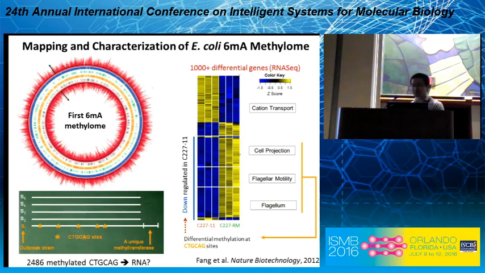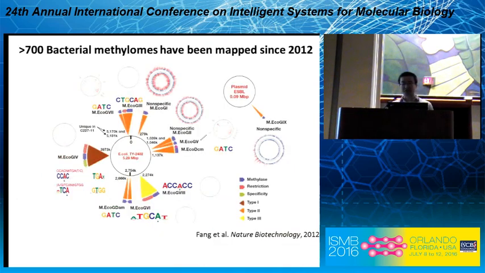So this was the first study, but right after that, in the past four years, more than 700 bacterial methylomes have been mapped. Nowadays, I can say it is fairly reasonable and accurate that people can detect methylation motifs for every single bacterium that you can extract DNA from.